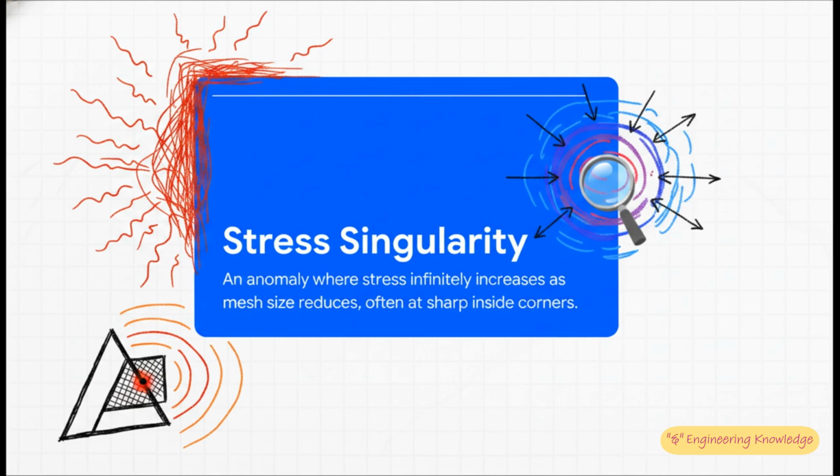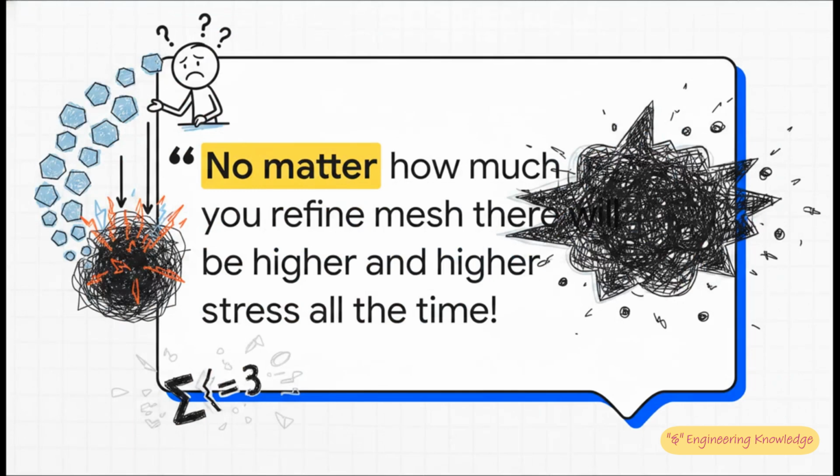They absolutely love to hide in perfectly sharp inside corners or anywhere a load is applied to a single infinitely small point. And it is just a completely frustrating reality for any analyst. As the quote from our sources highlights, no matter how much you refine mesh, there will be higher and higher stress all the time. It's quite a paradox. You think you're doing the right thing by making the mesh smaller and smaller to find the truth, but instead the math completely breaks down and the fake stress just gets worse and worse.